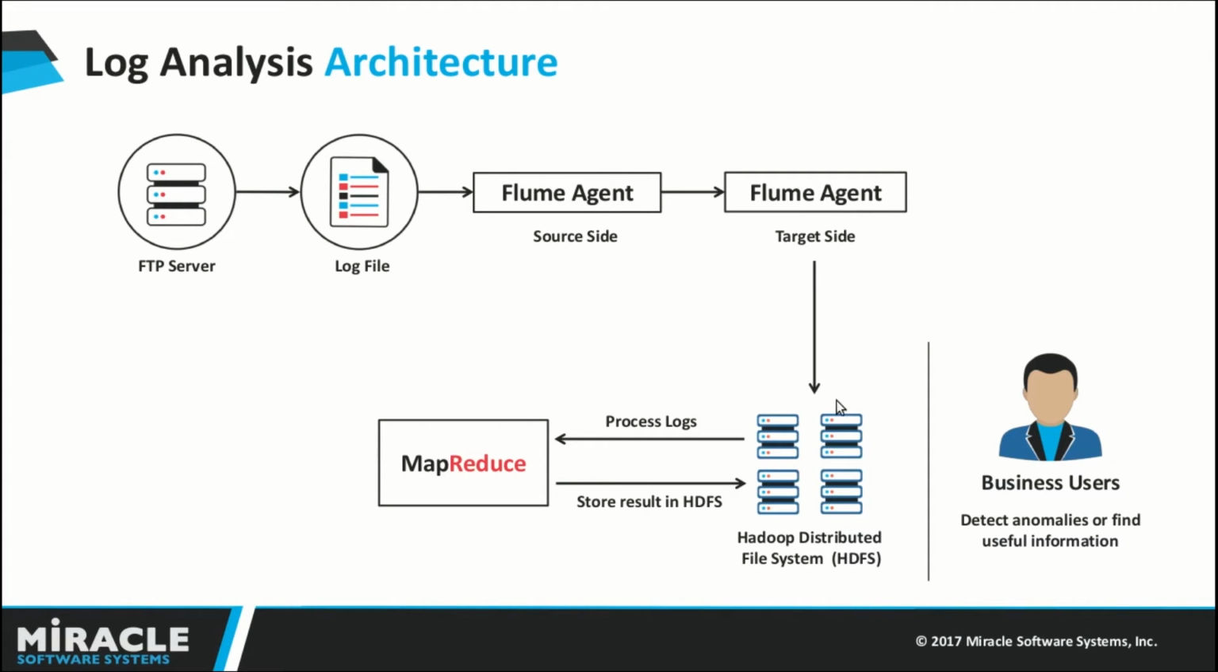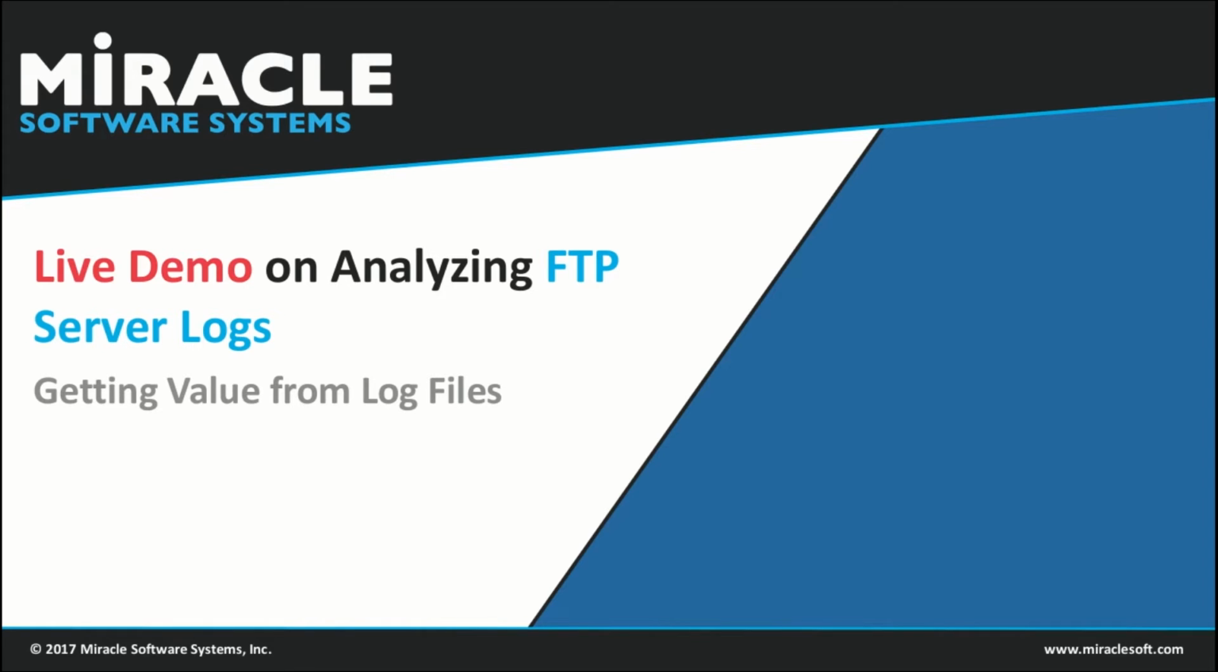Once the logs are streamed into the Hadoop distributed file system, we use MapReduce to process all these logs. Once we process those logs, the result is stored back into HDFS. The business users can then take a look at that result and detect anomalies, make plans to avoid risk, or even learn customer preferences. Let's go to the demo and see how we can analyze these FTP server logs.